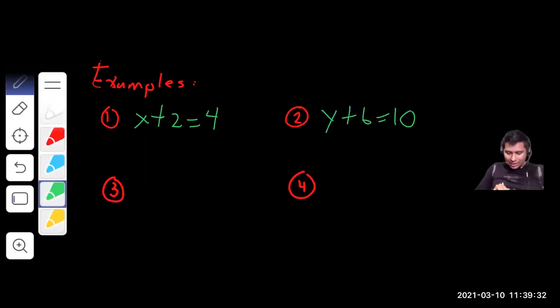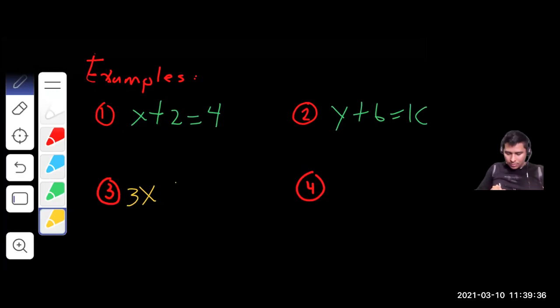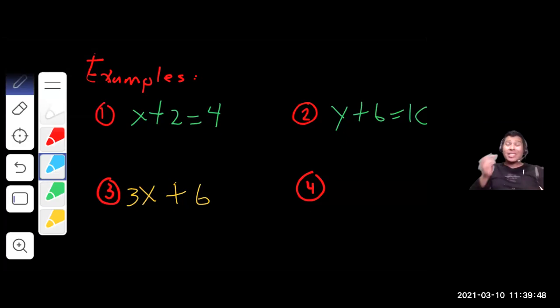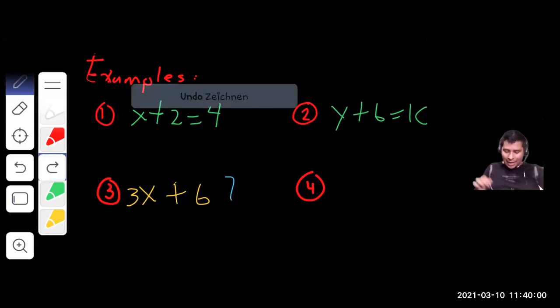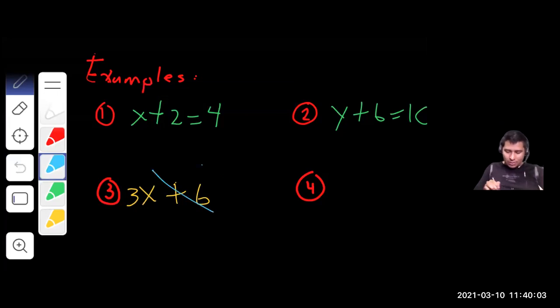Now I'm gonna write something and you tell me if this is an equation or not. 3x plus 6, is that an equation? No, because we can't solve it, we don't know what that is. That is just a simple expression. It's something that we looked at in the last class. It's an algebraic expression, but it's not an equation because we don't have the equal sign. Then this is not an equation.